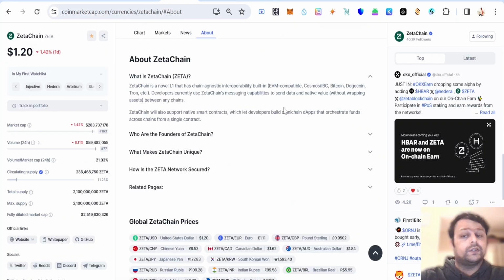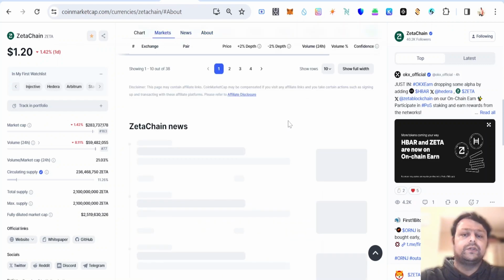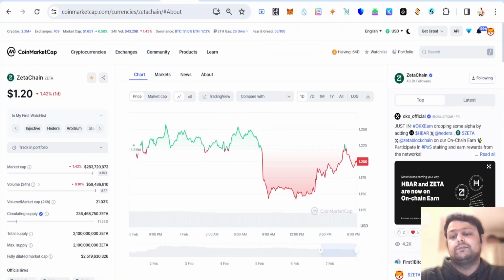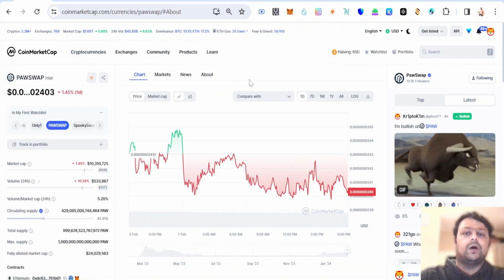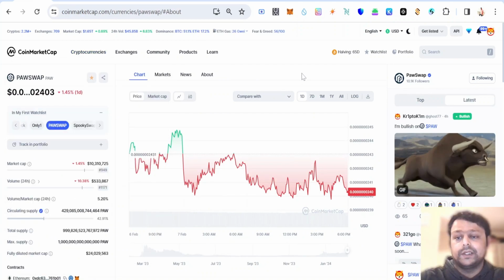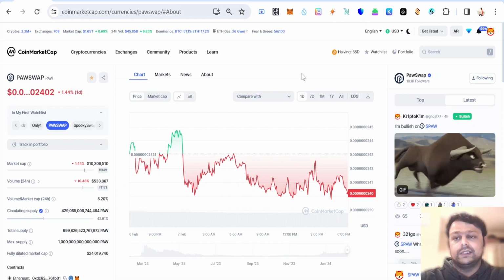Now there is something also called Zeta chain, which is also doing pretty decent. If we talk about Zeta chain over here, it's at a market cap of like 283 million with an overall supply of 2.1 billion. So currently these are some of the hot narratives, and hopefully we can see a lot of pump during this bull run. I mean, you can never know, something like Pawswap can pump like 50x, 100x, 1000x, you may never know.